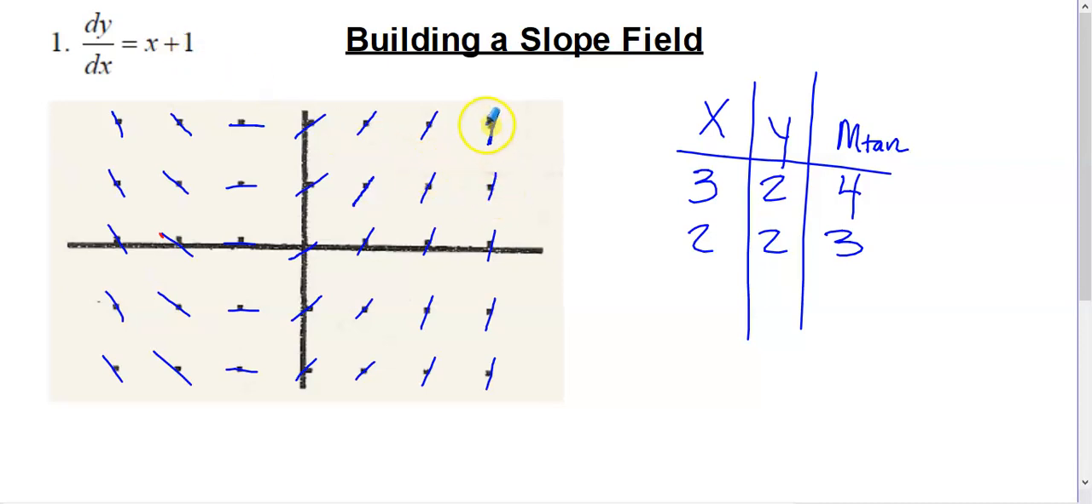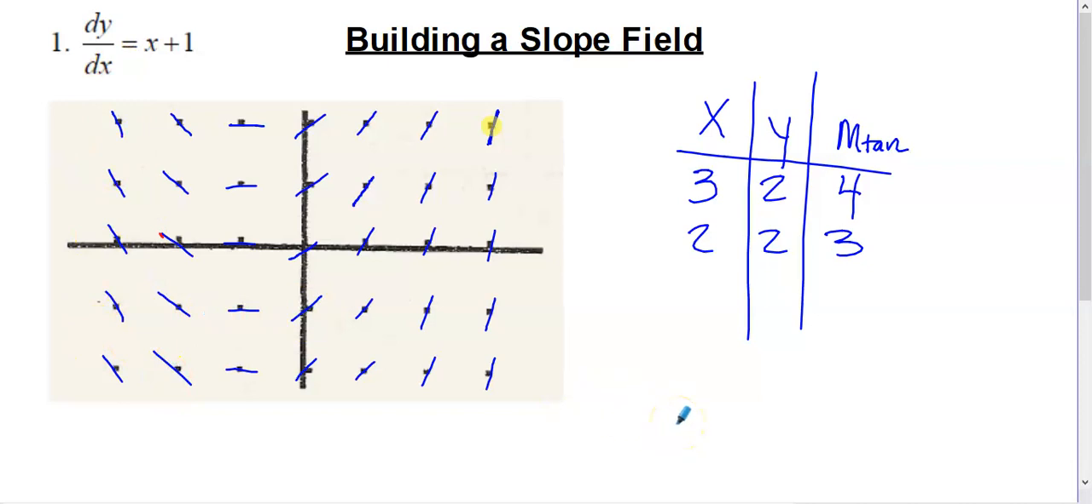The slope here has to be the same as the slope here. So let the pattern take over. As long as x is 3, the slope is 4. All of the line segments that I've drawn here, I tried to draw in with a slope of 4. All of the line segments that I drew here, I tried to draw with a slope of 3. Slope of 2 down this column, slope of 1, slope of 0, slope of -1, slope of -2.